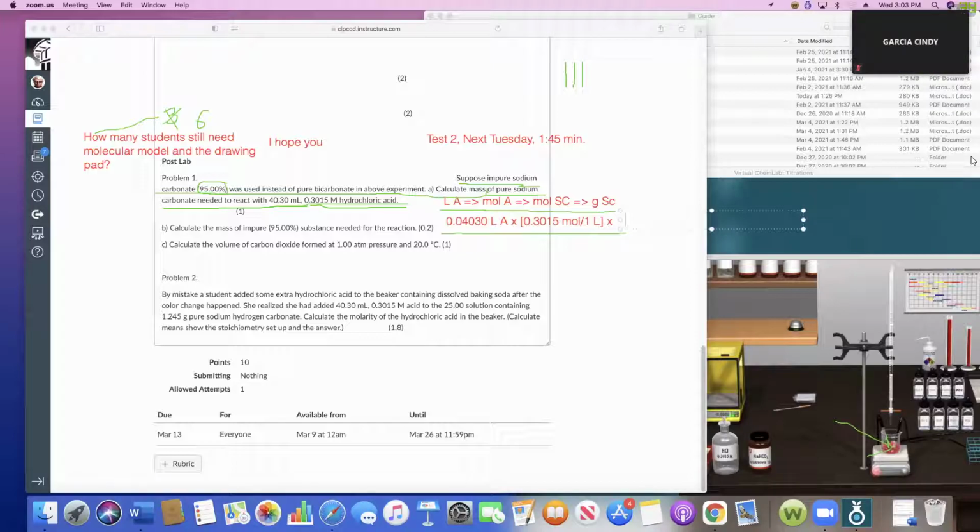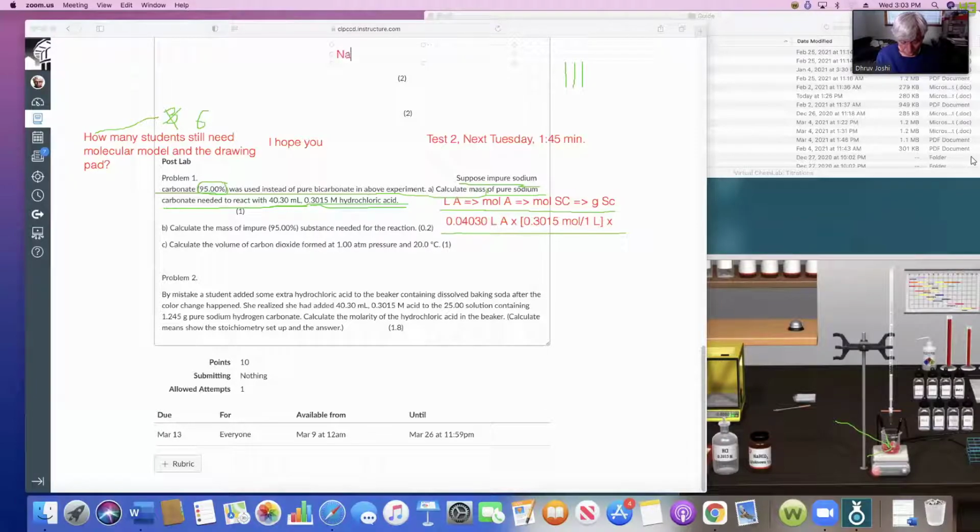Mr. Gonzalez Soto, keep on going. What do you say? Very good. So, who is going to help us write the equation? Next person? It'll be 1 mole SC over 1 mole HCl. Well, let's write it down.